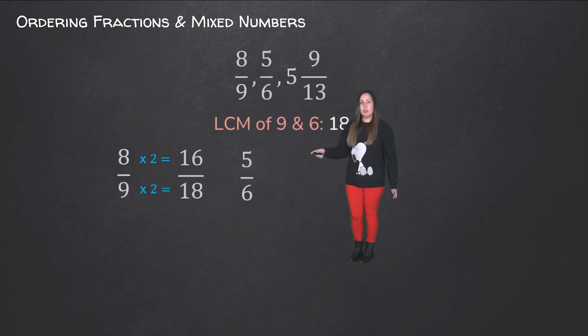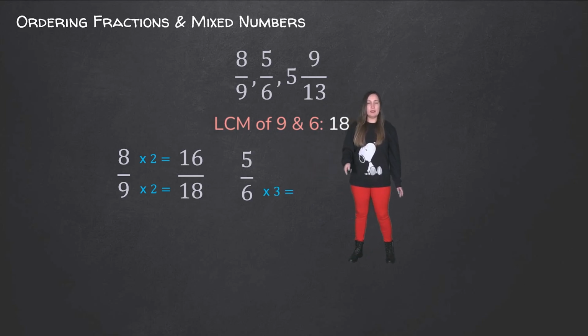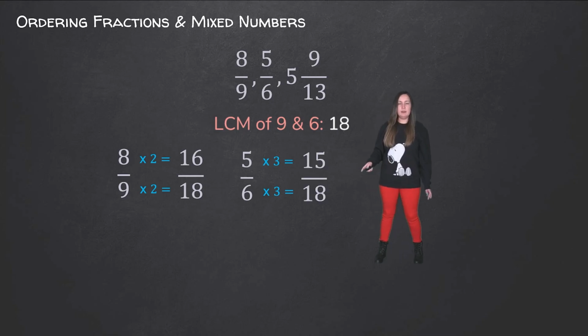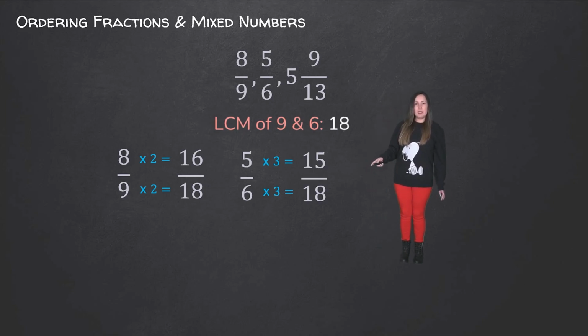Then we're going to bring down 5 over 6. In order to get a denominator of 18, we have to multiply 6 by 3. Whatever we do to the denominator, we have to do to the numerator as well. So also multiply 5 by 3. 5 times 3 is equal to 15. 6 times 3 is equal to 18.